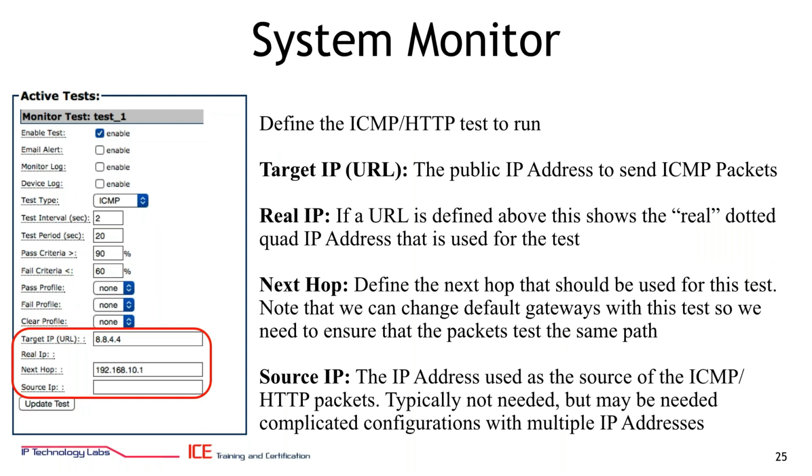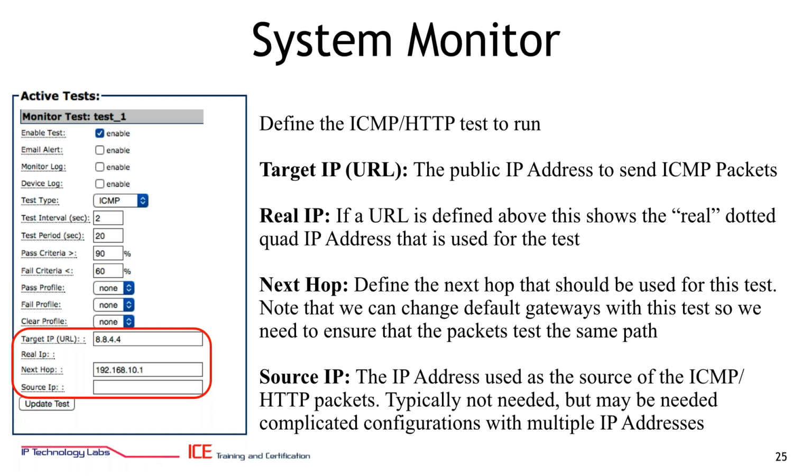So now you're defining how your test really operates. I have a target IP address, or I can put a URL that we resolve. I can put a public server like 8.8.8.8, or maybe the public IP address of where my server device is located. If I put a URL in there, when it gets resolved, it'll automatically fill in the real IP address, which is the dotted quad IP address it resolves to.